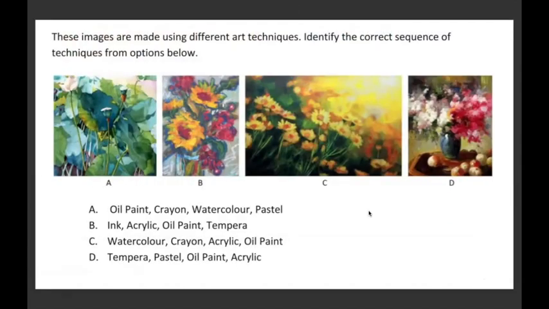These images are made using different art techniques. You have to identify the correct sequence of the techniques from the options. When you look at the options, clearly the first one is watercolor. So we'll go with option A, which says watercolor, crayons, acrylic, and oil paint. Okay, we'll move to the next one.